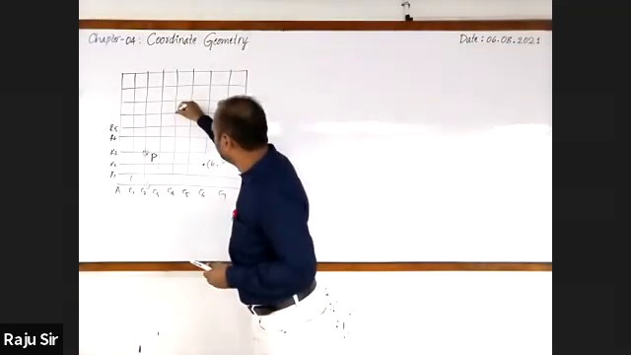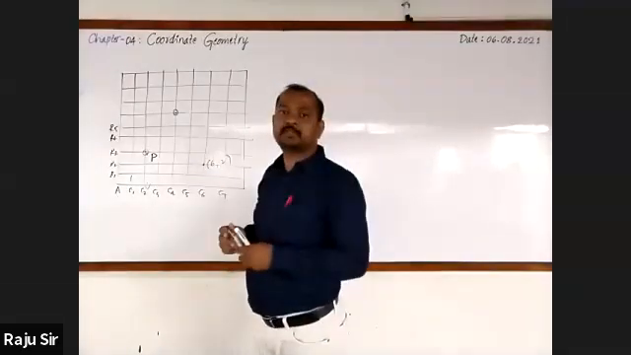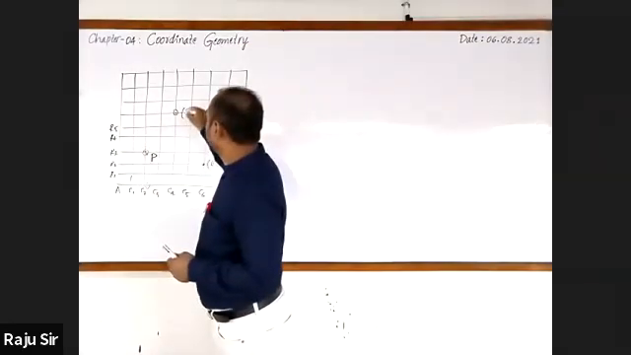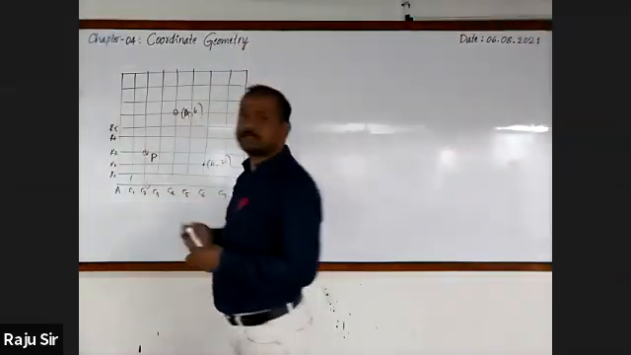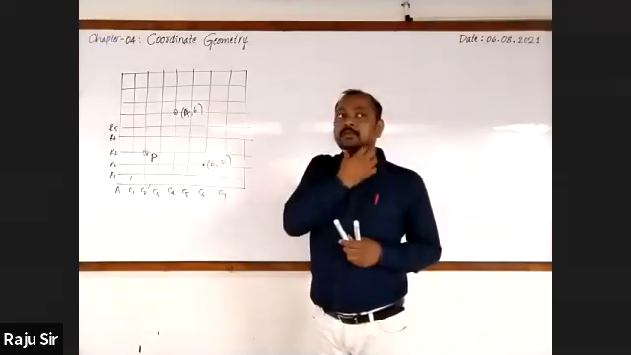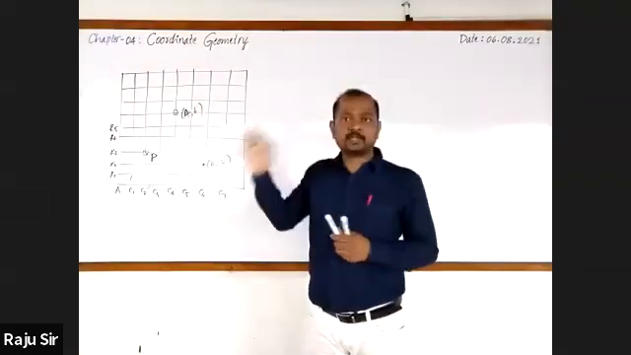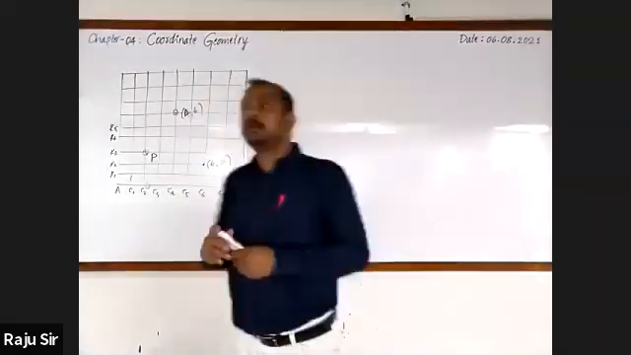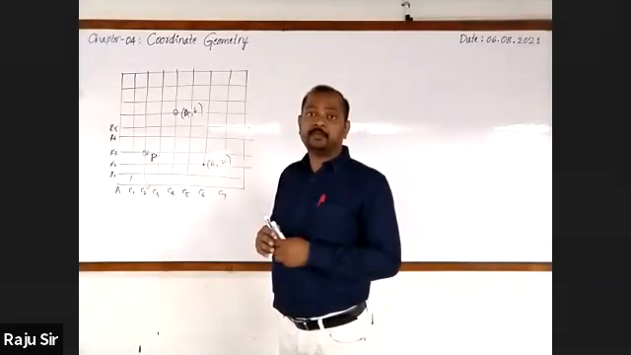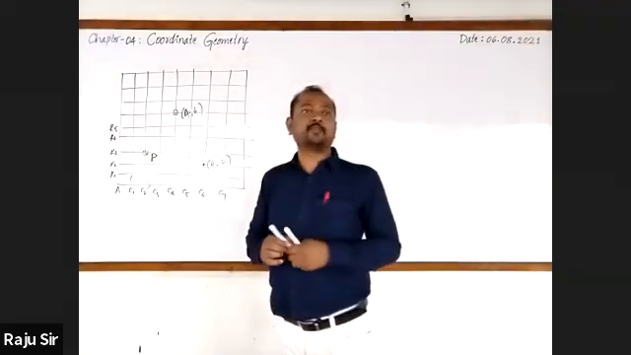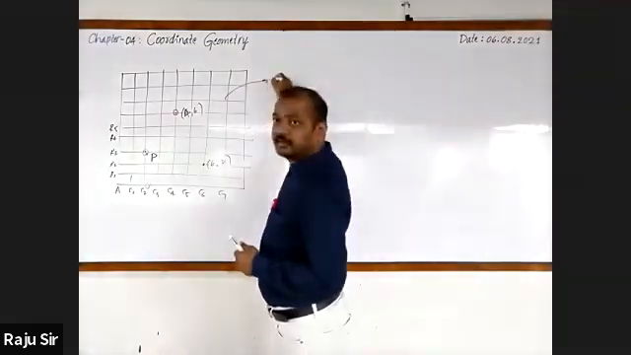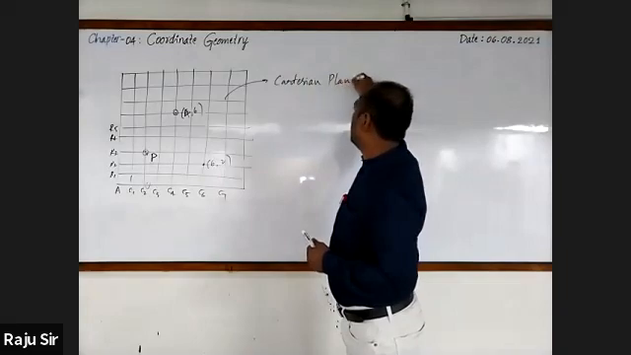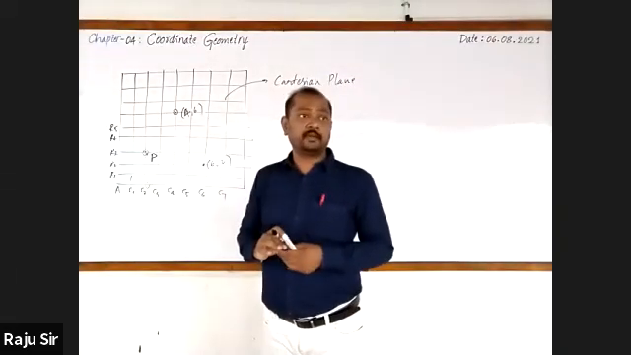If I mark the point here, what is its position? 4th column, 6th row. So 4 comma 6, like this. So this special plane was prepared by a great mathematician, and this plane, which is used for locating the exact position of a point, is called Cartesian plane, also called graph plane.